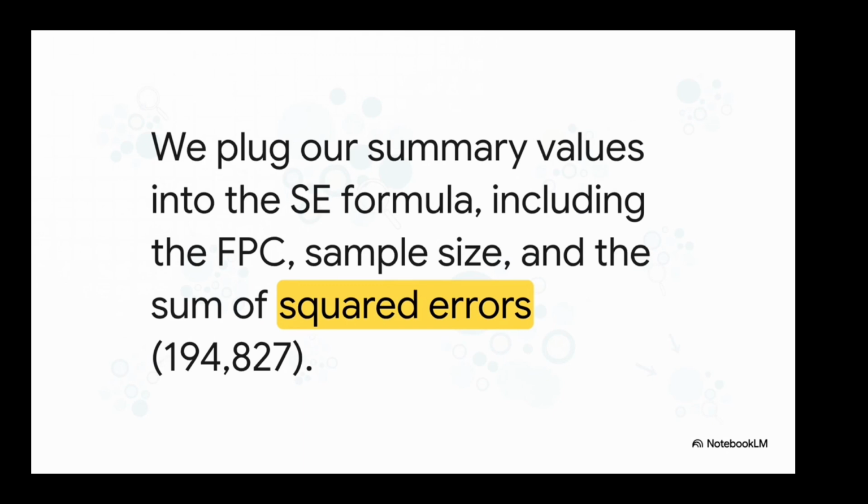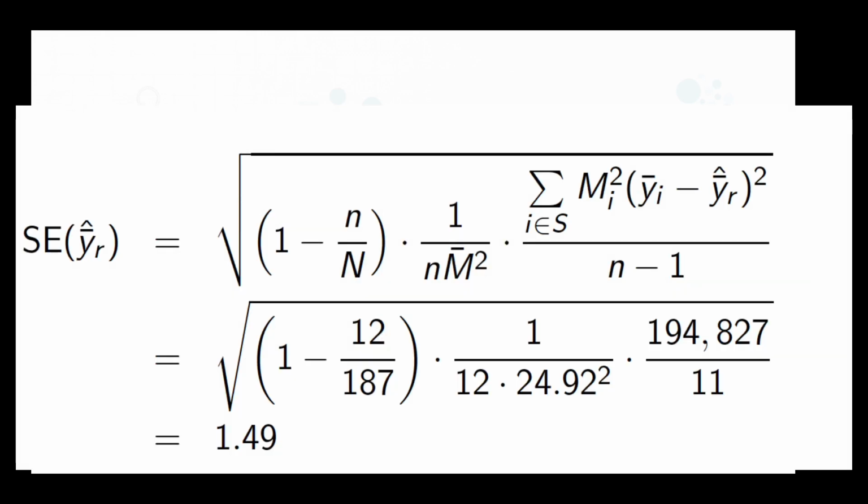Okay, on to step two, calculating the standard error. We're going right back to that big formula, but now we get to plug in our real numbers. We start with the finite population correction, since we sampled 12 out of 187 total classes. Then we scale it by our sample size of 12 and the average class size squared. And finally, the engine of the whole thing. We plug in that 194,827, our total sum of squared errors, and we divide that by n-1, which is 11. And after you run all those numbers, you get a standard error of 1.49.